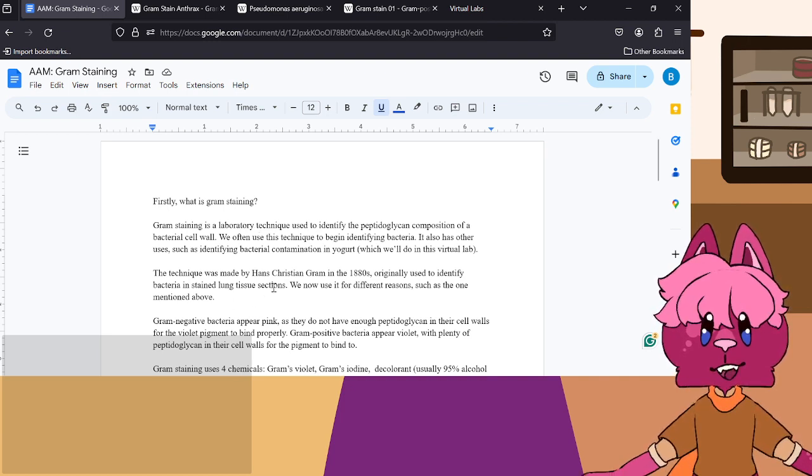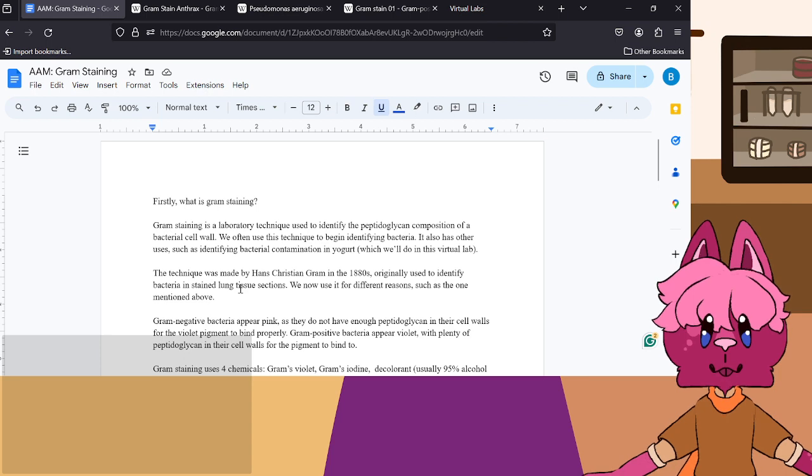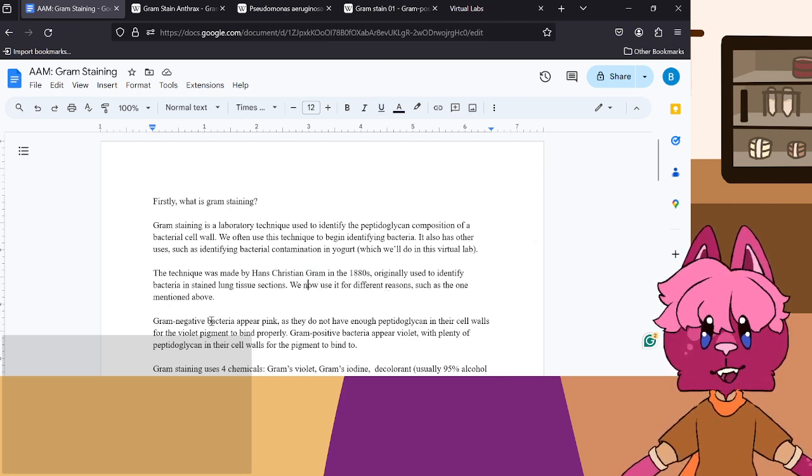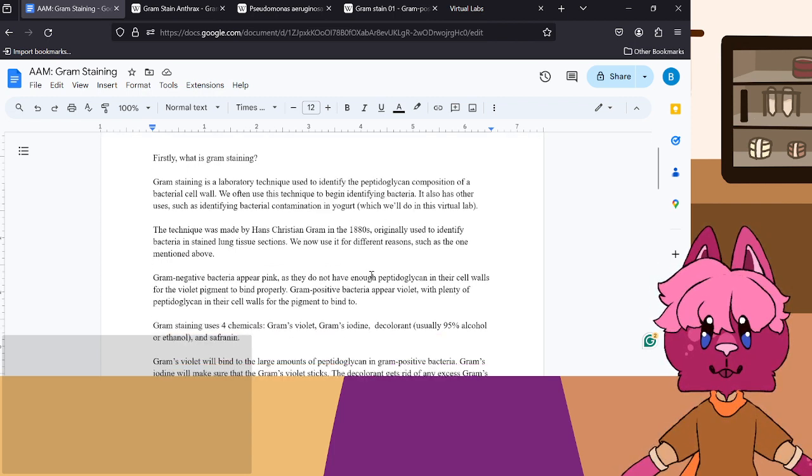So, who came up with this technique? This technique was made by Hans Christian Gram, hence the name gram staining, in the 1880s. Originally, it was used to identify bacteria in stained lung tissue sections. Now we use it for different reasons, such as the ones we just went over.